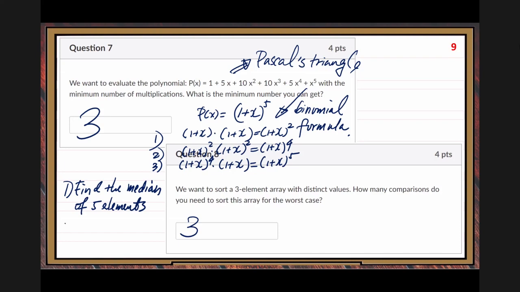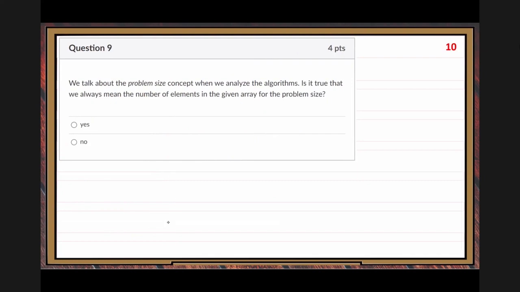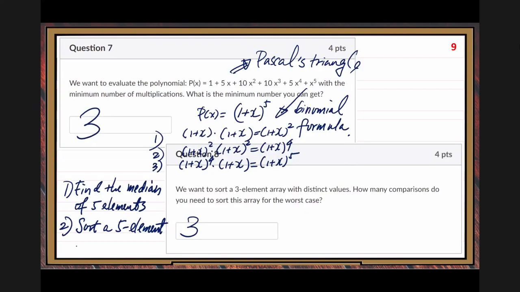The second question. Sort 5 elements. These two are very challenging.